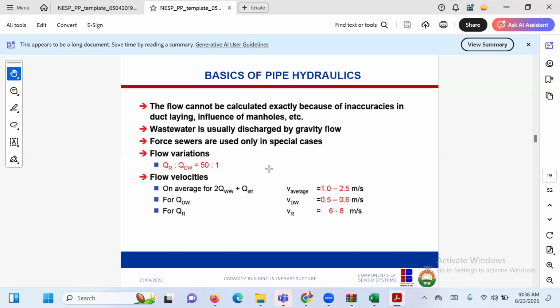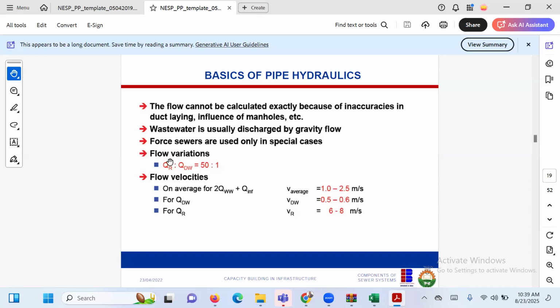So here we said variation. We said that we have what we call dry weather flow, QDW. Dry weather flow is the flow when there's no storm event. That's why we say dry weather flow. If there's no storm event, what flows inside the pipe is known as dry weather flow.